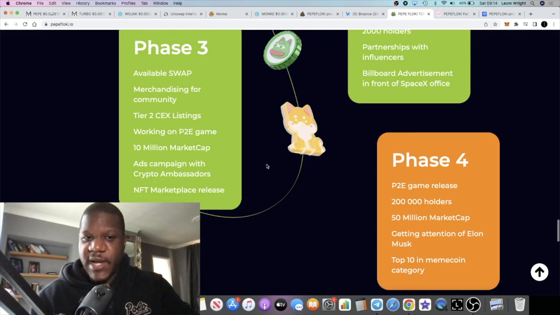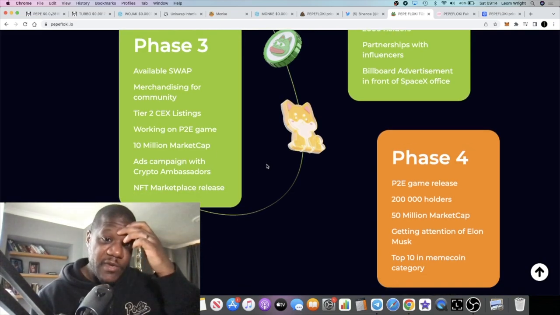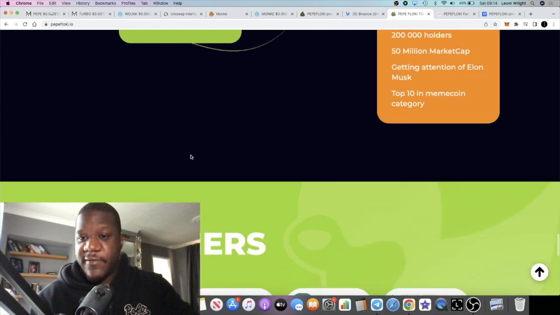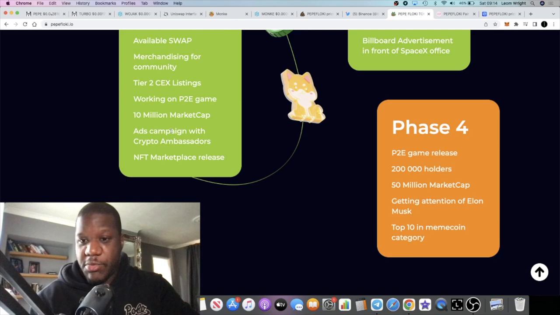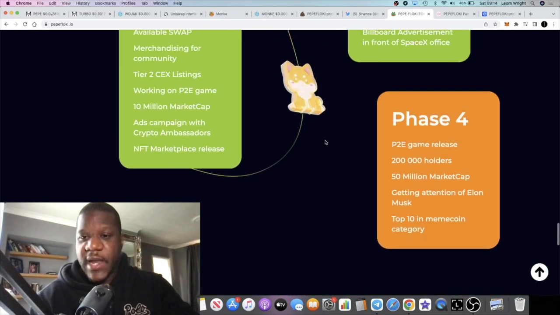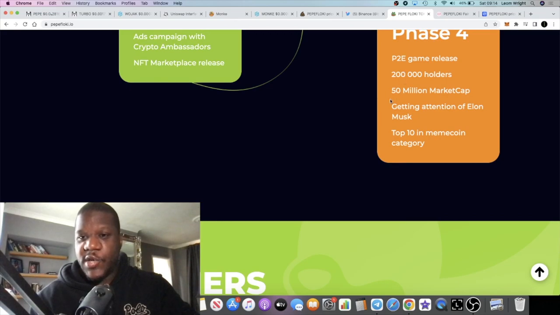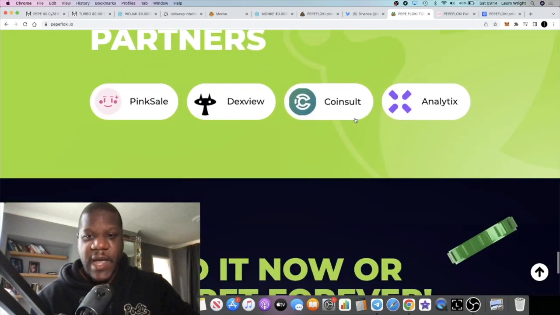They plan to get on a centralized exchange or a few centralized exchanges, and the aim is 10 million market cap. It only literally needs to do like a 4-5x just to get there from here, so they should probably reach that milestone. And then 50 million market cap and a P2E game, 200,000 holders, and so on.